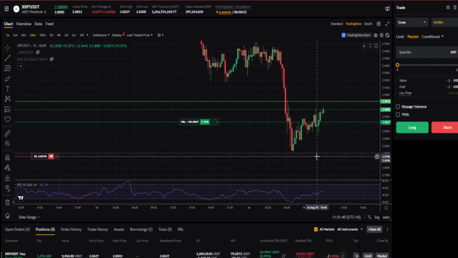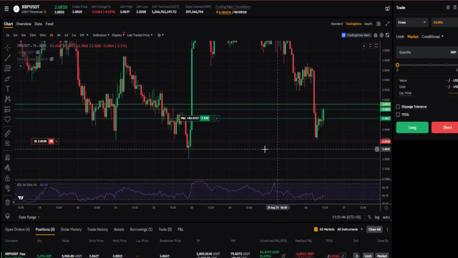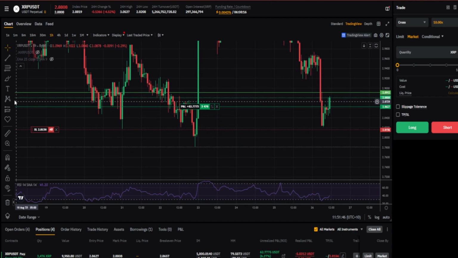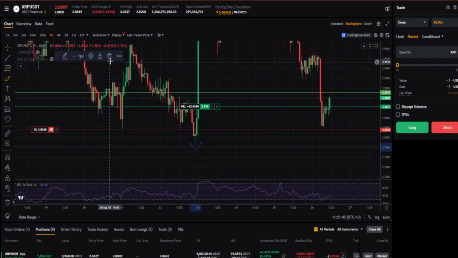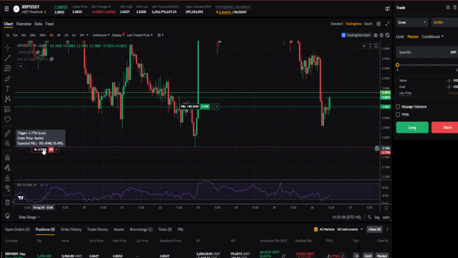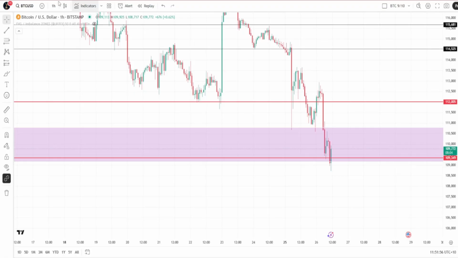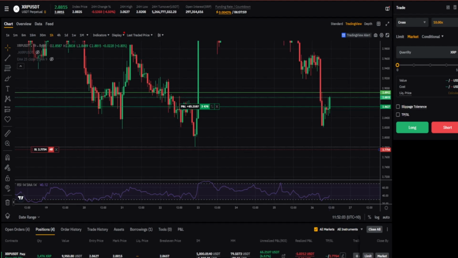My stop loss is down here at about $2.81. But moving into a higher time frame perspective, I don't see these lows getting swept here on XRP. So this is where I will be moving my stop to, because if XRP is to sweep this low, I would assume that Bitcoin is going to take out $109,000, and then I'll have to reevaluate my entry positions.